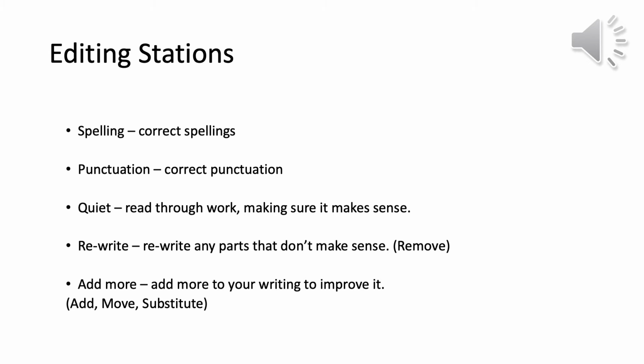Your final station to spend 10 minutes at is your add more station. And here you need to think about adding more to your writing to improve it. So here from our ARMS, we'll be thinking about add and we'll be thinking about substitute. So think, is there anything else that you need to add in? Look at the success criteria because that will also help you. Do you think you've got enough information? Look back at your plan. It might be that when we've marked your work, that we've said, I think you need a little bit more, or could you add this sentence in? So have a look back at everything we've said about your work this week.